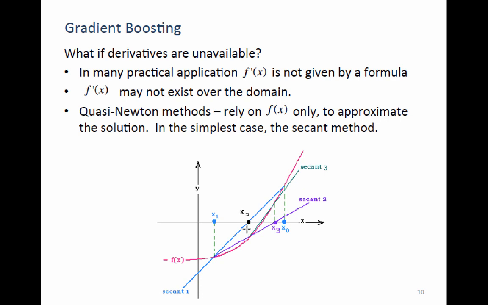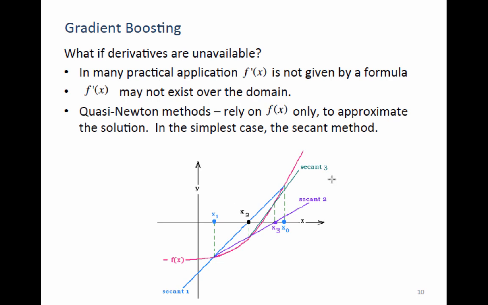Now, another approach is to think about using secants instead of tangent lines, and this underlies the basis of these quasi-Newton methods. They rely on f of x only to approximate the solution. In other words, you don't need f prime of x to be given explicitly. You can just approximate it by using what we call finite differences. This is just a schematic of what this might look like.